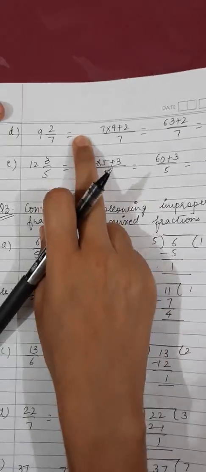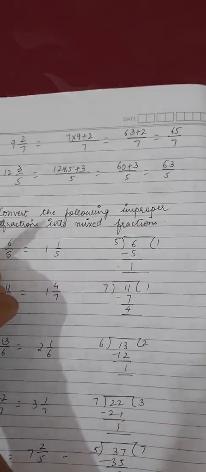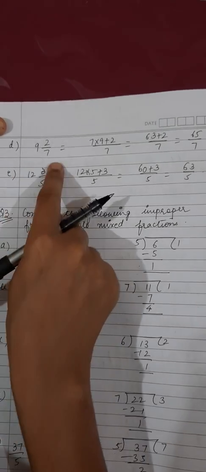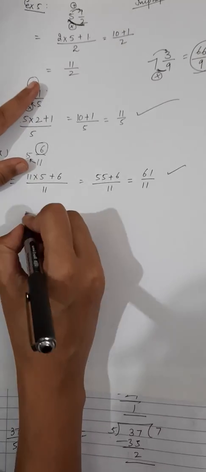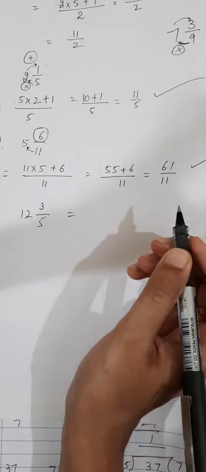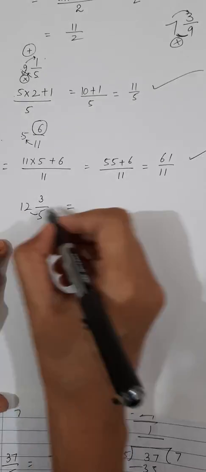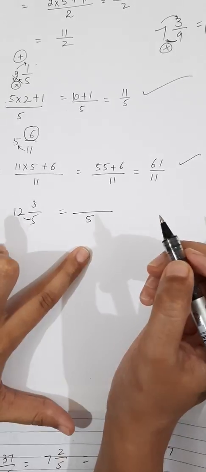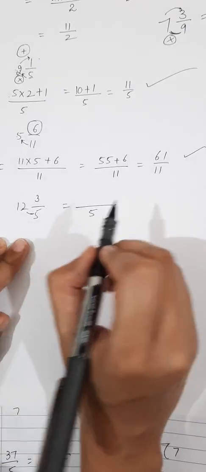Okay, let's move to D part. D part again try by yourself. I will be doing E part. E part is 12 3 upon 5. So what you are going to do here is multiply these two. Denominator will remain 5. Whatever is the denominator, that has to be same.